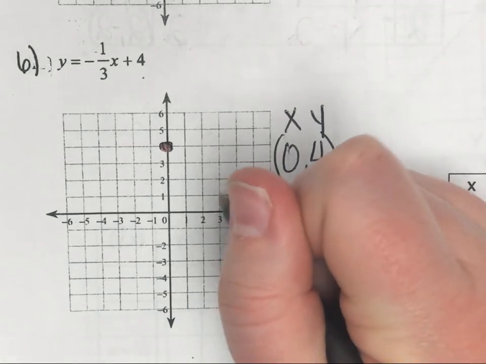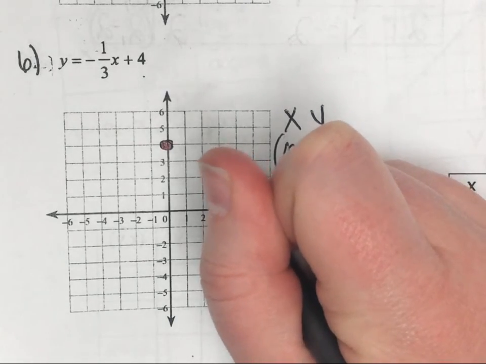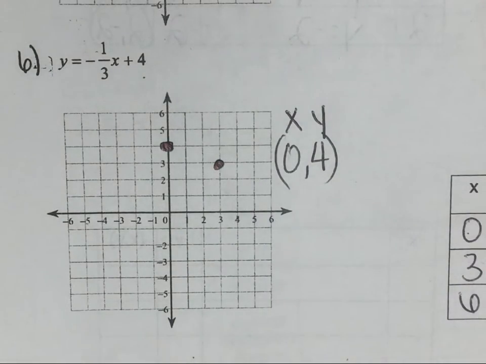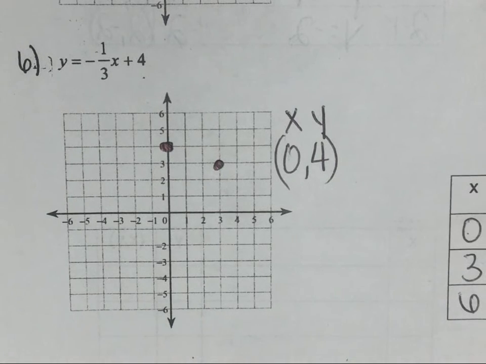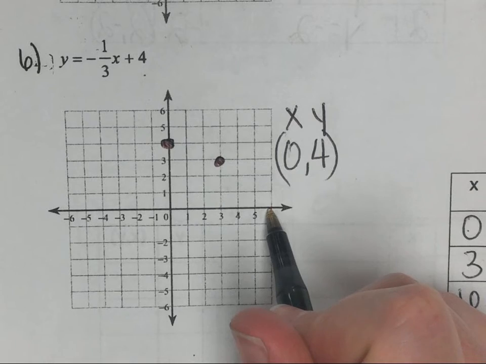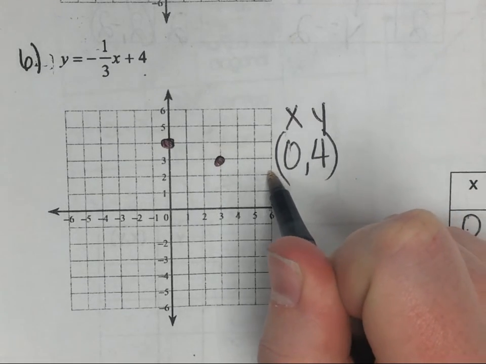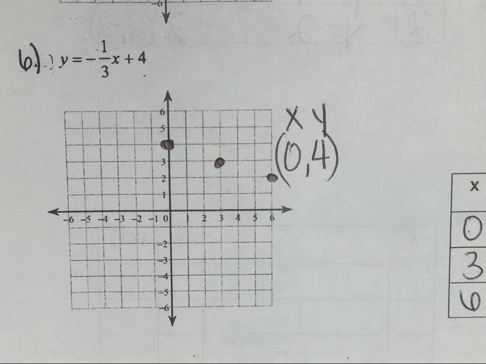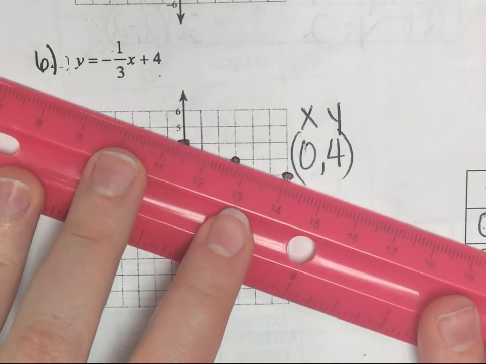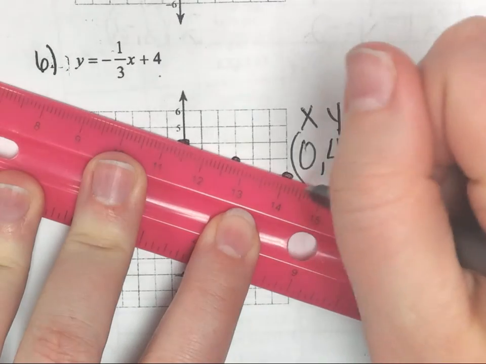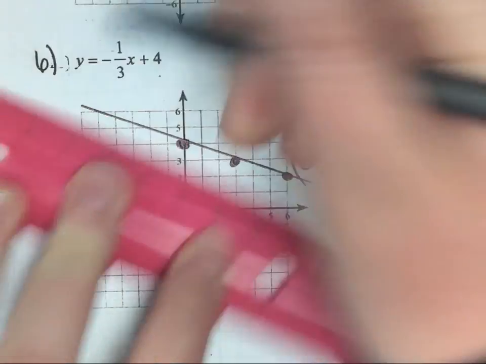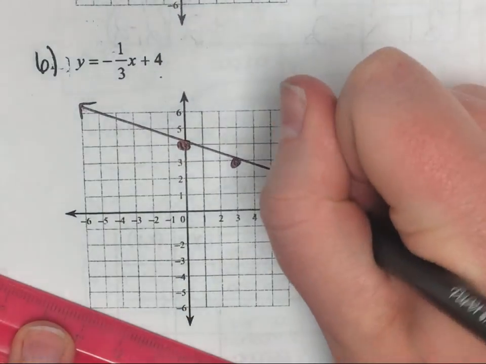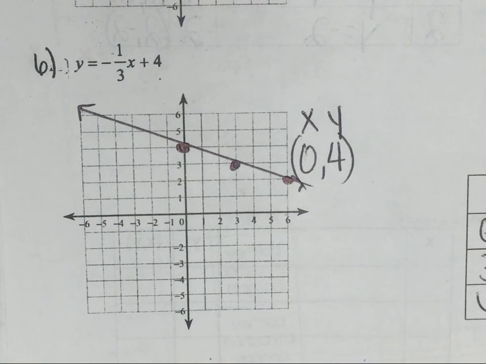Then 3, 3. Y'all should all get 3, 3 because it's the same number, so even if you mix them up, you get them right. And then 6, 2, we're going right 6, up 2. Again, if your 3 dots do not form a line, you graphed something wrong or you calculated wrong. Okay, so that's graphing using a table.